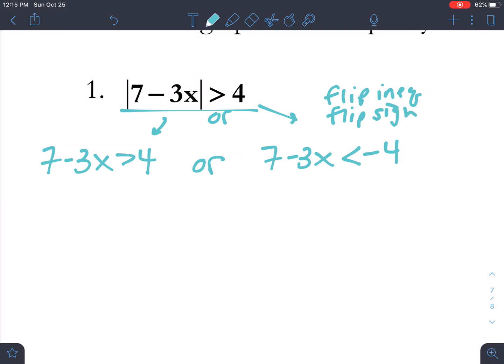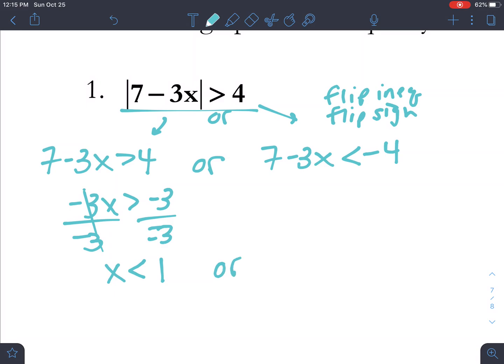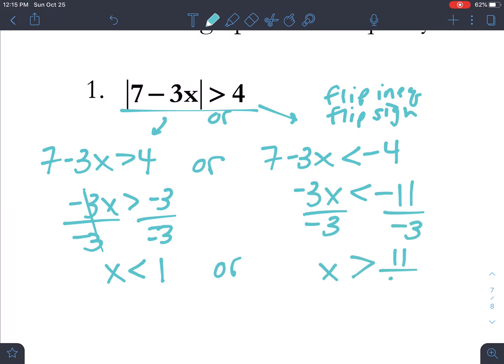Okay, so let's solve this. Negative 3x is greater than negative 3. I divide by a negative, so I get x is less than 1. That's because I divided by negative 3. Or negative 3x is less than negative 11. I divide by negative 3. I get x is greater than 11 thirds because, again, it was flipped because I divided by a negative.